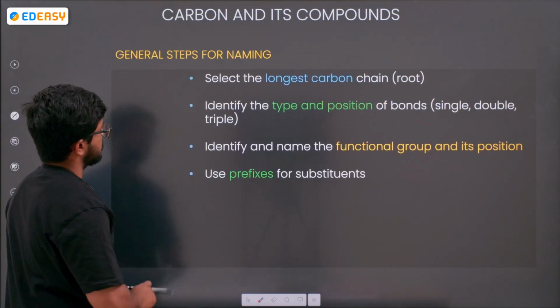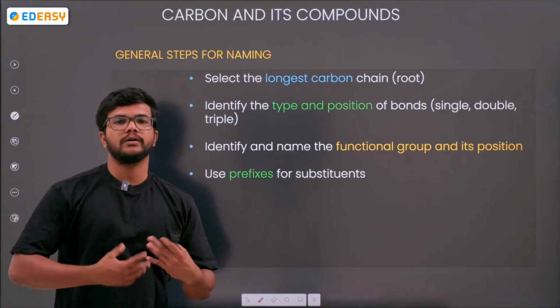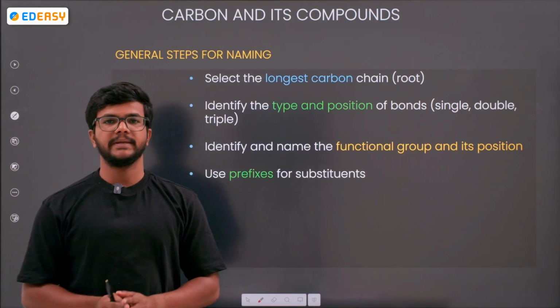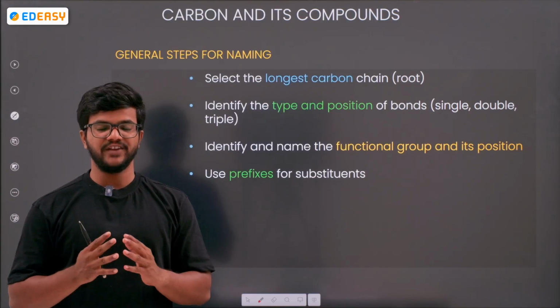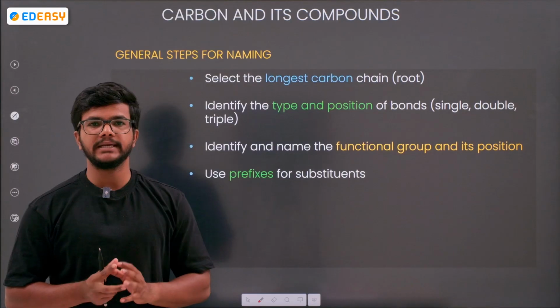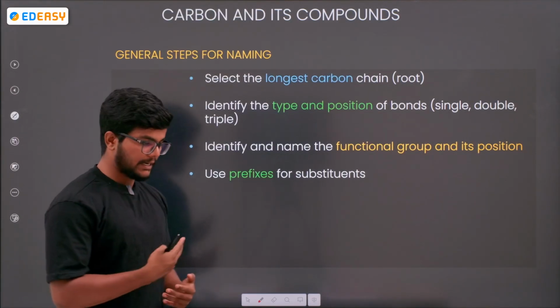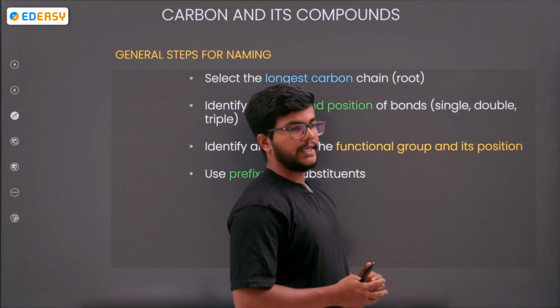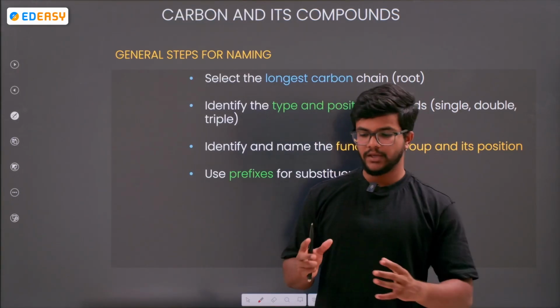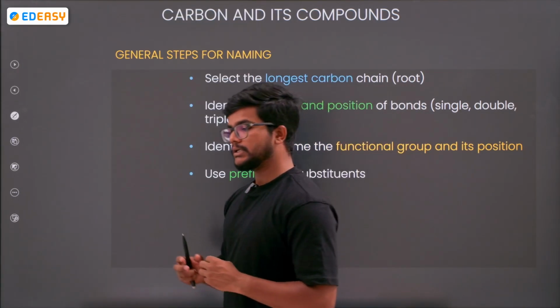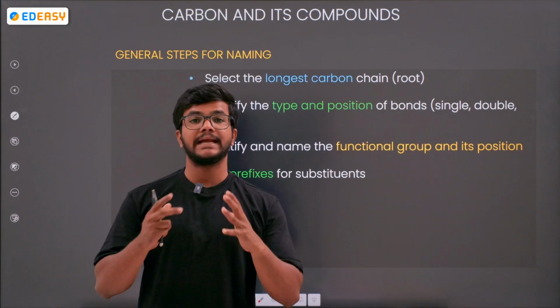Okay. So here, before naming the compound, let me tell you briefly what the steps included in the nomenclature are. How can we write the nomenclature? If they give you the molecular formula, what is the procedure you follow to write the nomenclature?